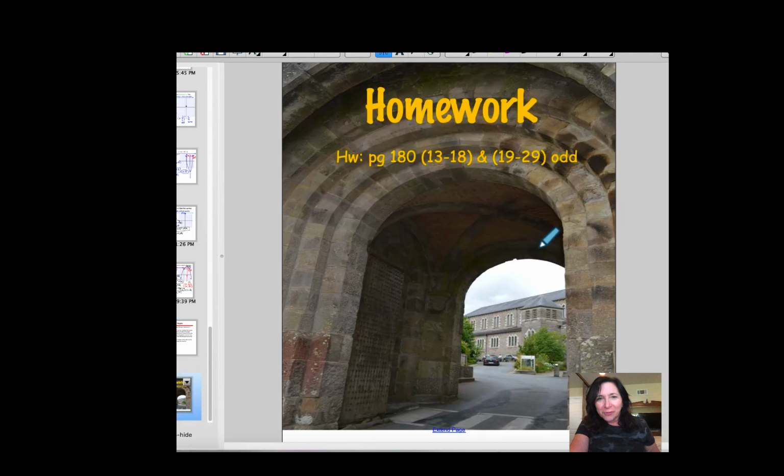You have a homework assignment, page 180. It's quite a few problems, but they are odd on the right side. I think on the left is all of them, because it's pretty simple. It's like complete the square. It's like one number. Pretty simple.